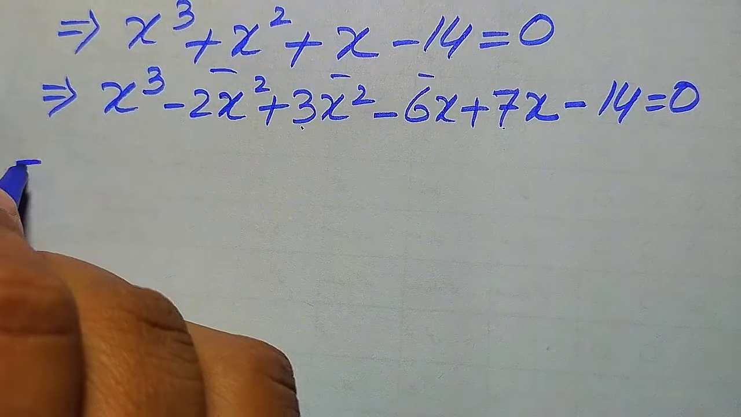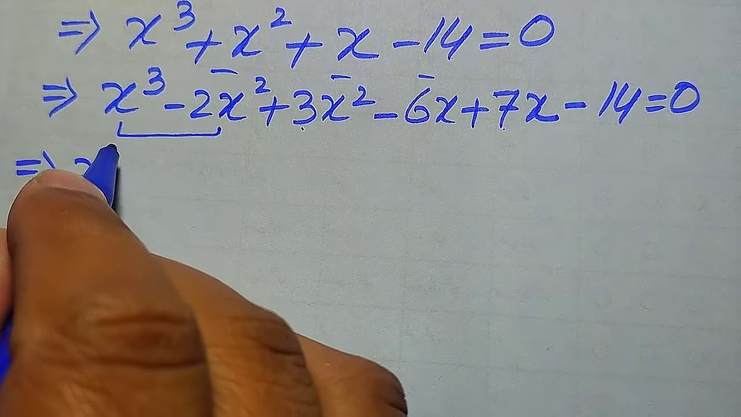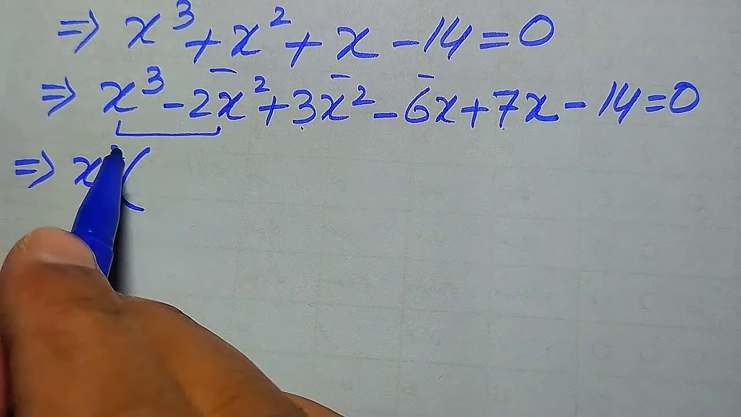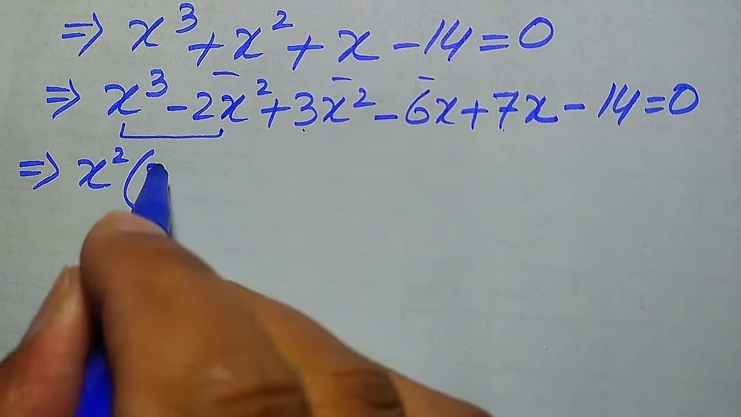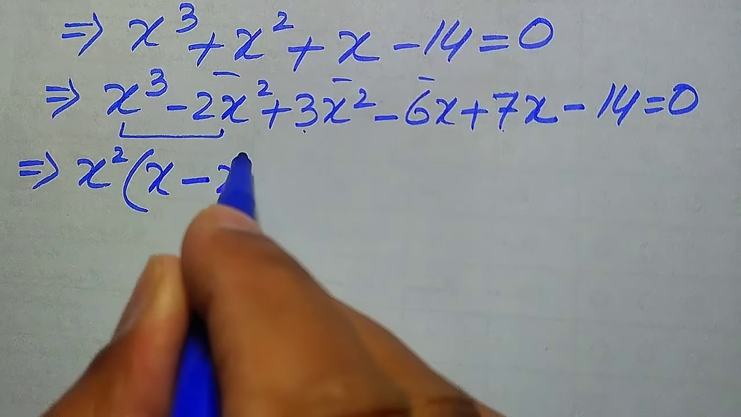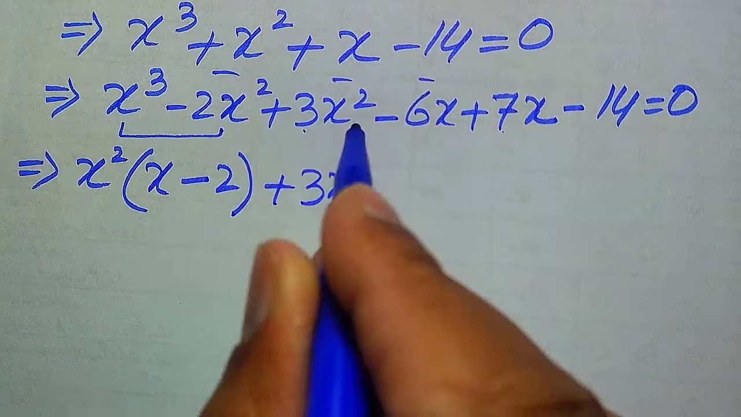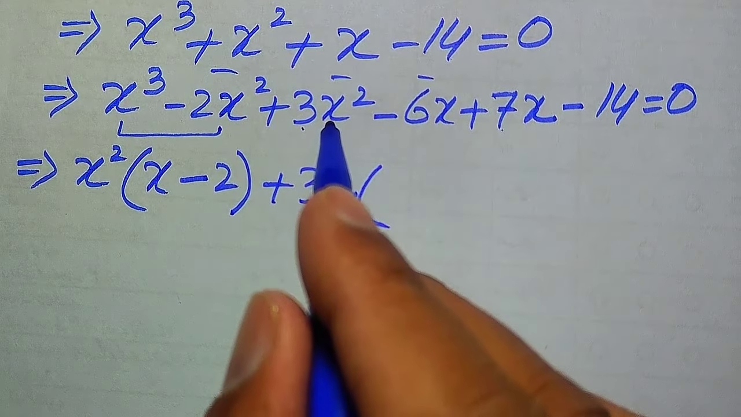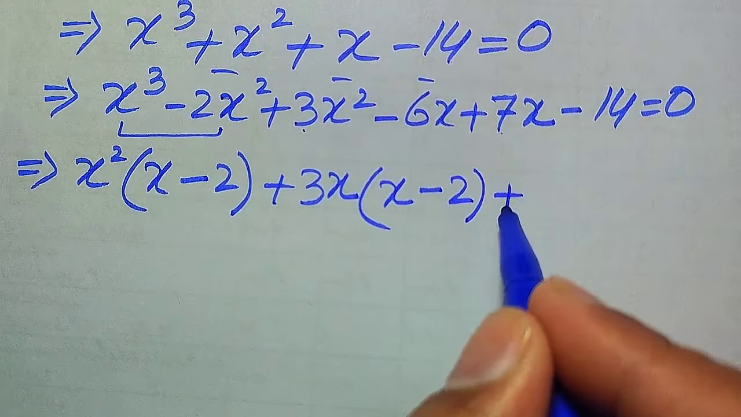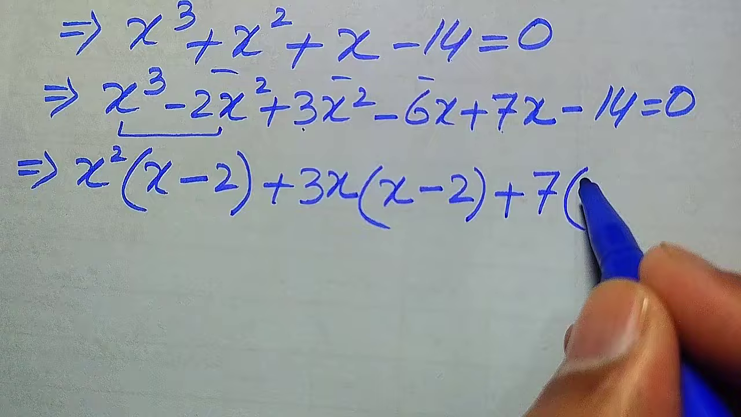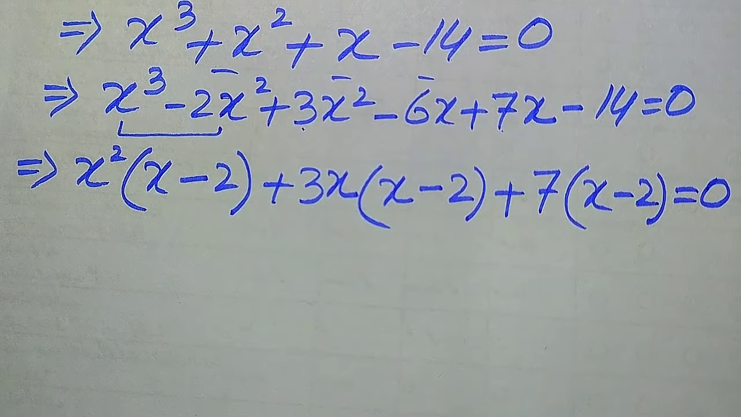And now further in the next step, you see here we need to take common x squared from these two terms, and when we take common x squared, we get the remaining values: from here x, minus, from here 2. In the same pattern, here we need to take common 3x, and when we take common 3x from here, we get the remaining values: from here x, minus, from here 2, and plus here we take common 7 and we get the remaining values x minus 2, and this whole equation is equal to 0.